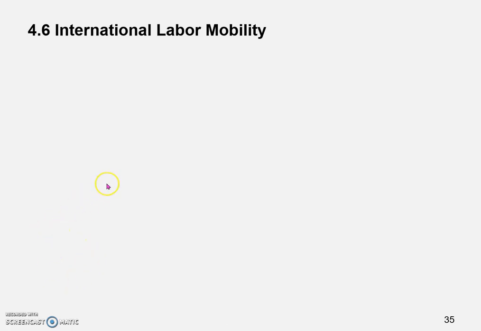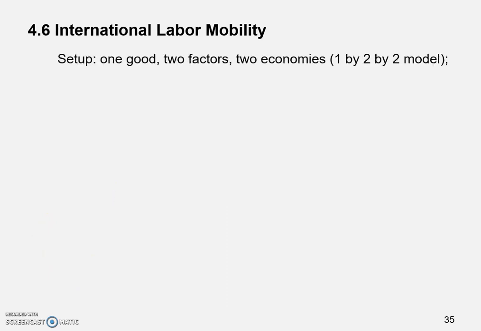Now, as we said, we're going to use the specific factor model. The good news is the model we're going to use here is sort of a simplified version of the one we discussed before. Let me explain why. If you look at the setup of the model here, it's going to be one good, which is food, two factors of production, land and labor, two economies, home and foreign. Okay, so this is the so-called 1 by 2 by 2 model.